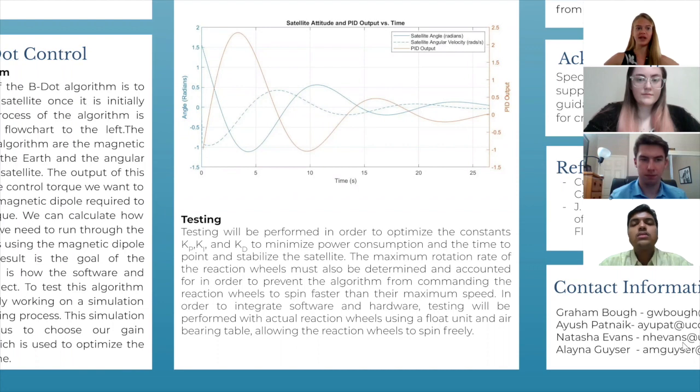Testing will need to be performed in order to optimize the constants used in the algorithm, because larger values will result in a faster rotation rate, but also greater power consumption. So our goal is to make the reaction wheel control as efficient as possible. We also want to determine the maximum rotation rate of our reaction wheels and account for that in the algorithm, so that the reaction wheels aren't commanded to spin faster than they're capable.